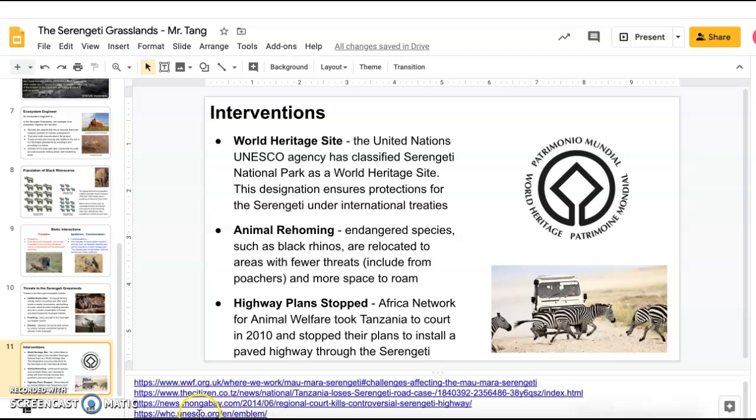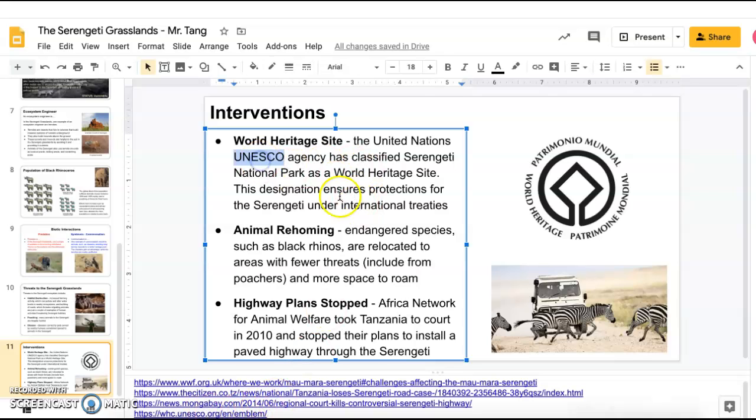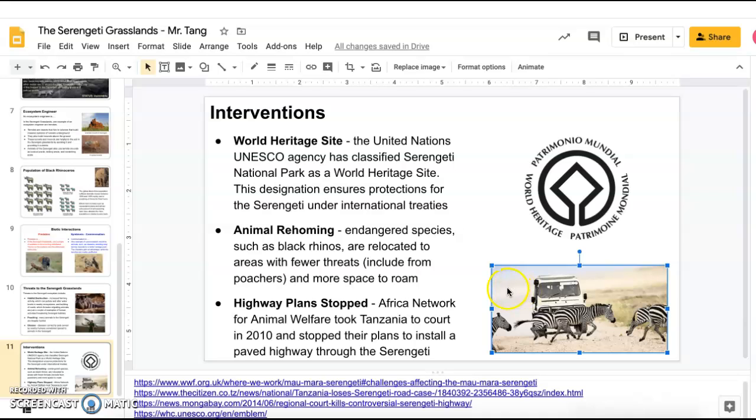The link to UNESCO, I also included there because I took their symbol as one of my pictures. I also found another news article about the highway that was stopped, and this is the picture they had, so I took that. I included the link to that one in my speaker notes as well. All right, so that's slides 10 and 11, and only slide 12 is left. We're almost there.